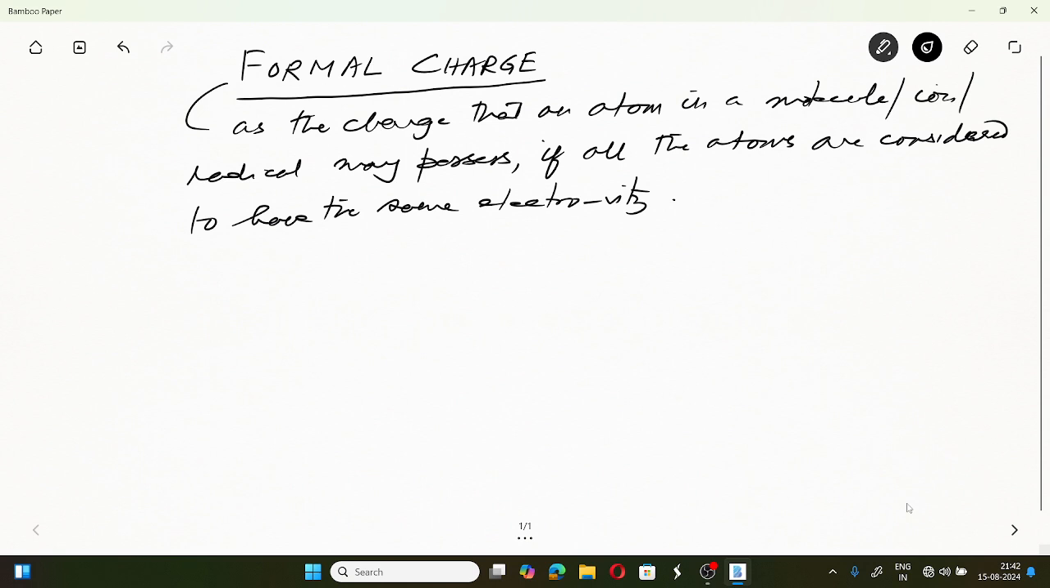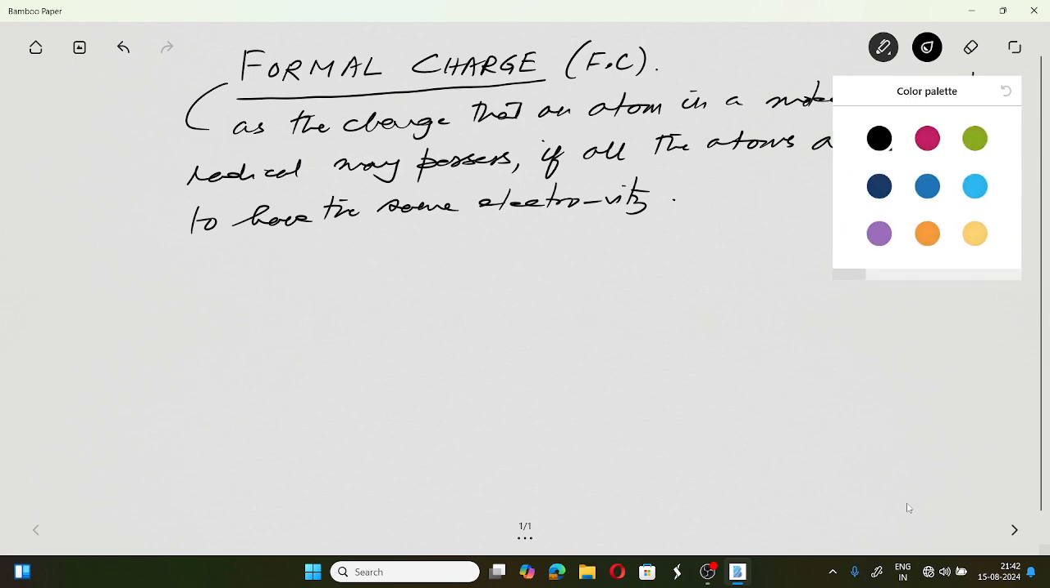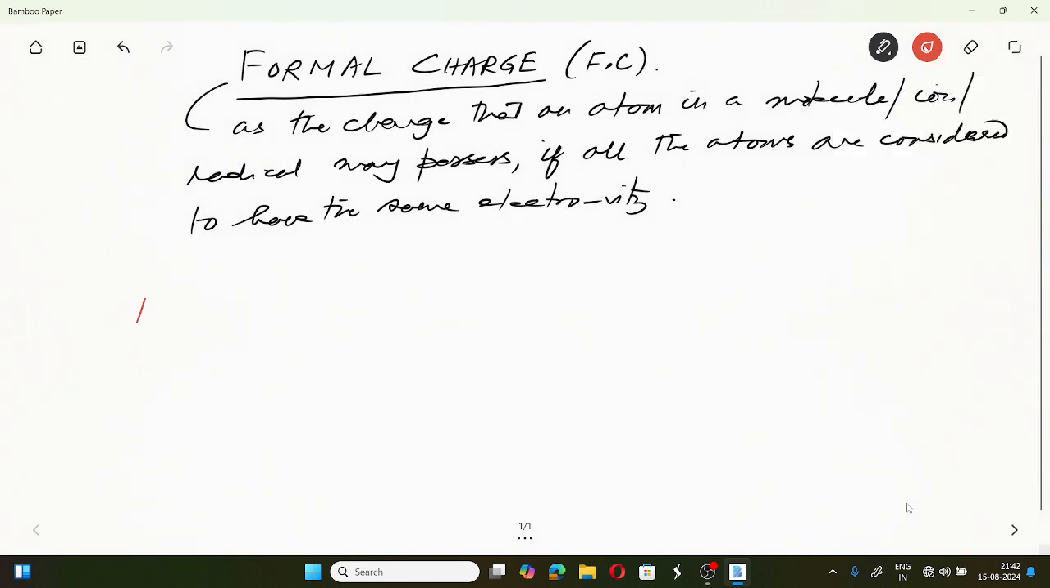And now this formal charge over an atom can be obtained by using a simple formula. The formal charge Fc of an atom is given by Nv minus Nm, where Nv is the number of electrons in the valence shell of the free atom.